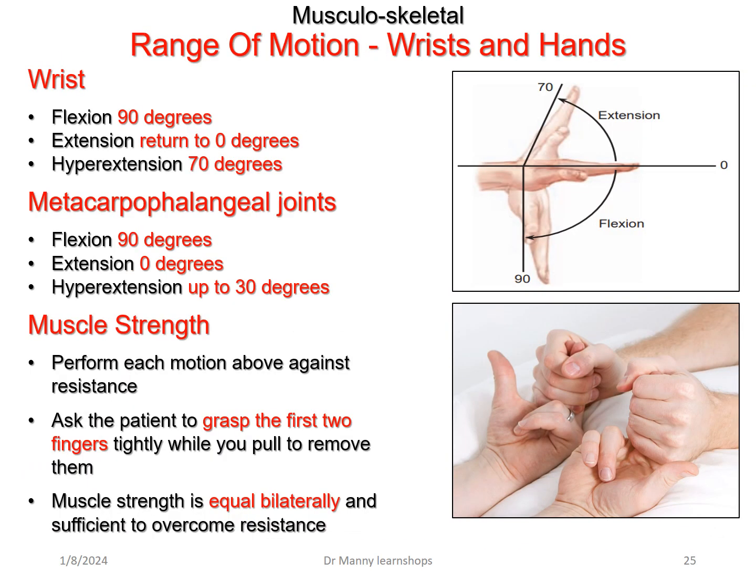When assessing range of motion of the wrist and the hands, the wrist can flex to 90 degrees and extension returns to 0 degrees. Hyperextension can go to 70 degrees. The metacarpophalangeal joints flex to 90, extend to 0, hyperextend to 30. Muscle strength is typically performed against resistance, where you ask the patient to grasp 2 fingers tightly while you pull to remove them. Muscle strength is equal bilaterally against sufficient resistance.